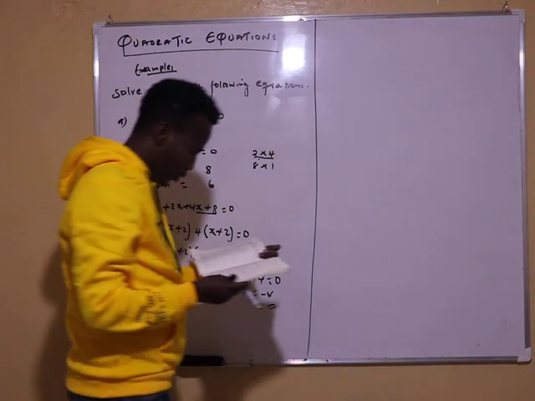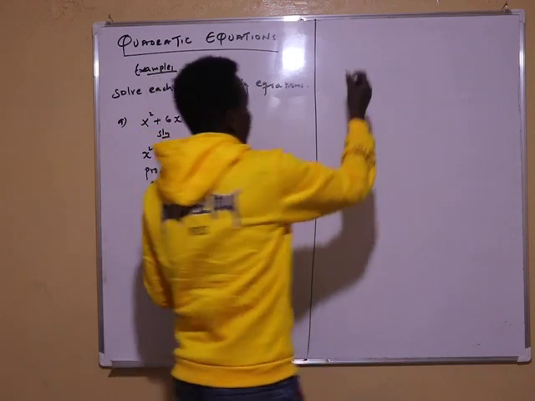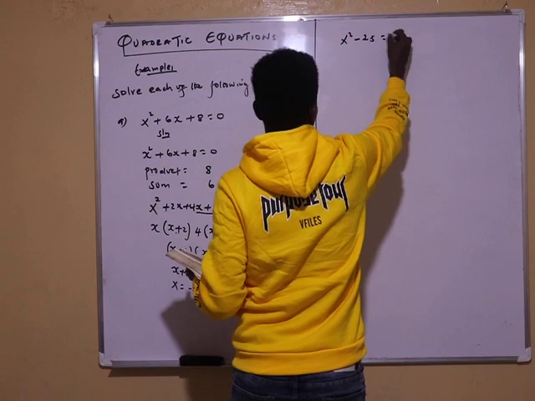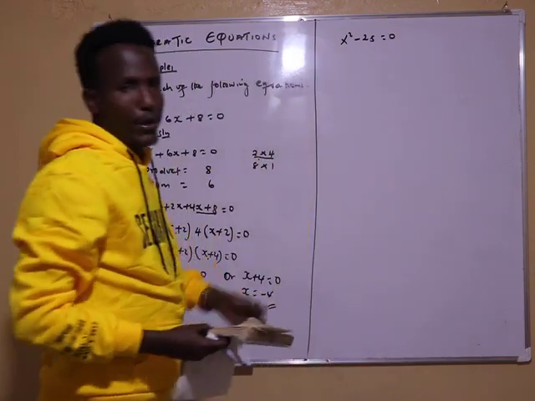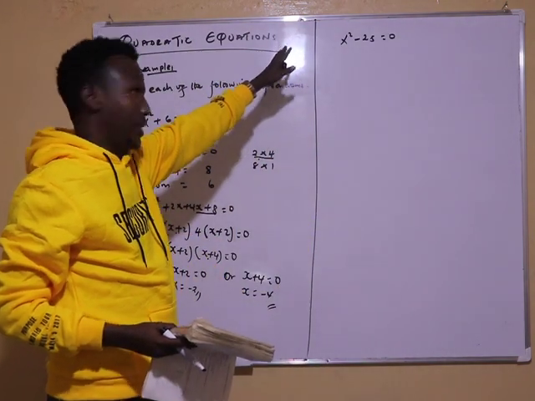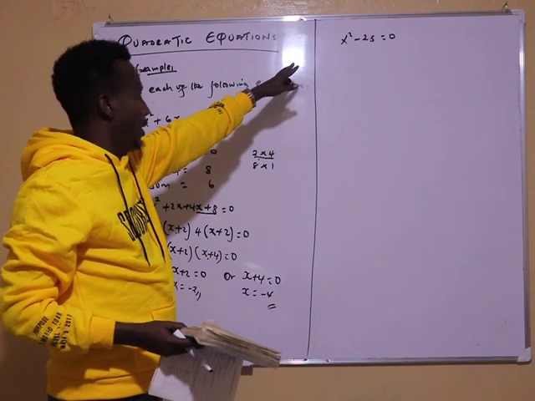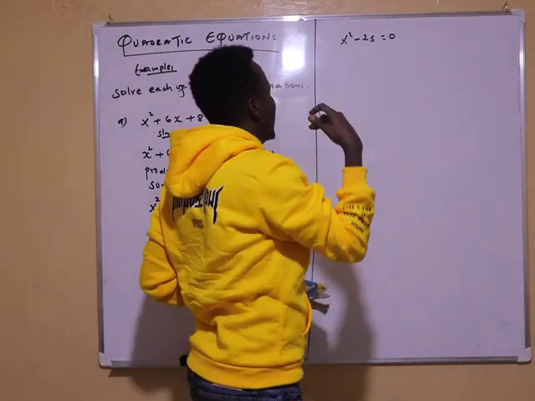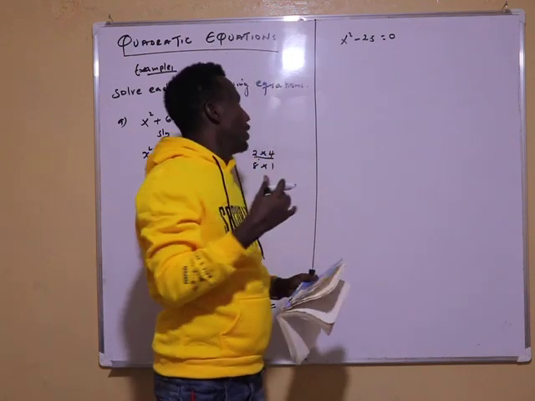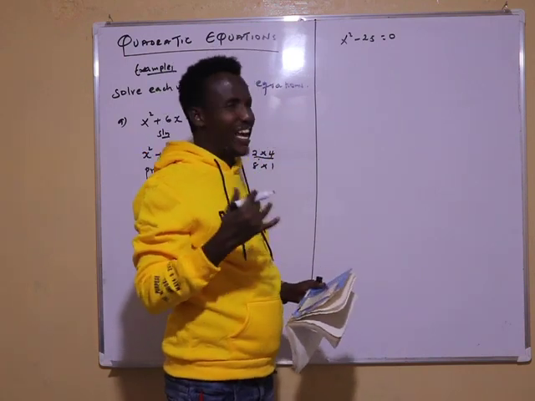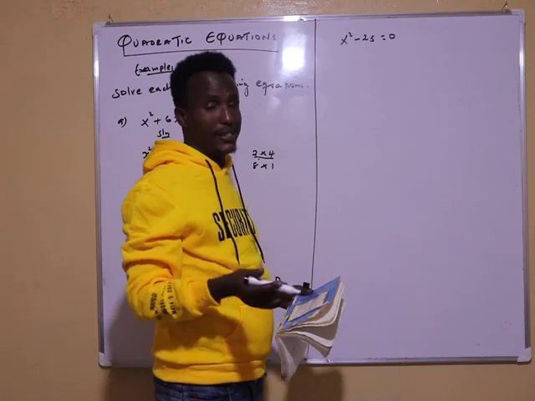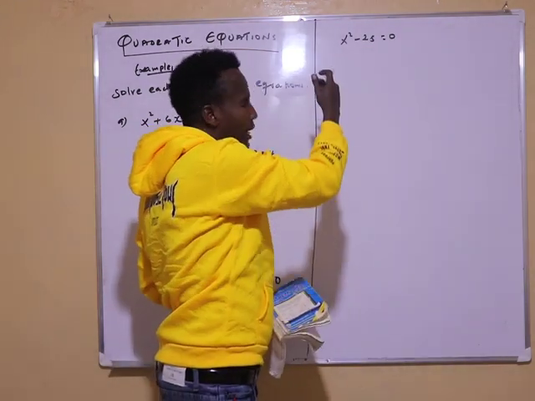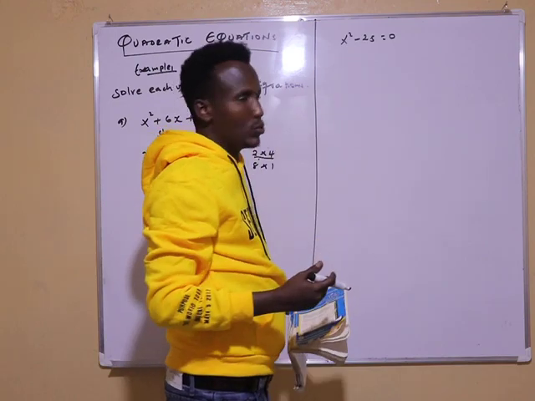Now let's see another one. Let's see this one. x squared minus 25 is equal to 0. If you remember the quadratic identity of our previous class, we say that the quadratic equation takes the format of what? ax squared plus bx plus c is equal to 0. Here we are lacking what? bx. We have only x squared minus 25 is equal to 0.